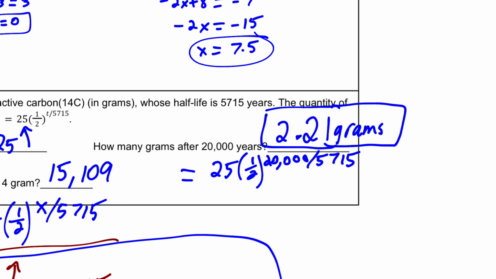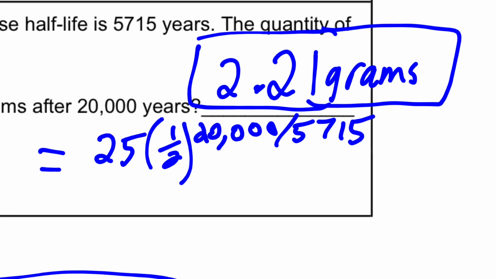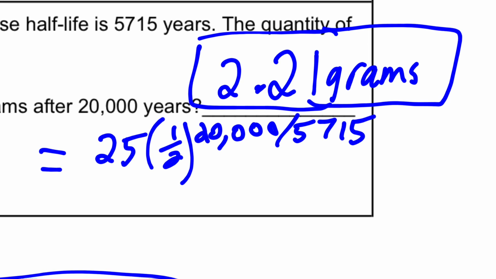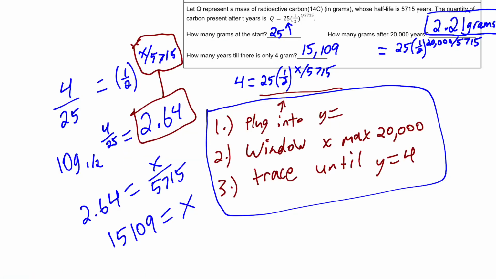How many grams after 20,000 years? Well, we plug in 20,000 for t, and this is calculator work. The answer is 2.21 grams. For the question, how many years until there's only 4 grams, you have 2 methods. The first method is to use the calculator.